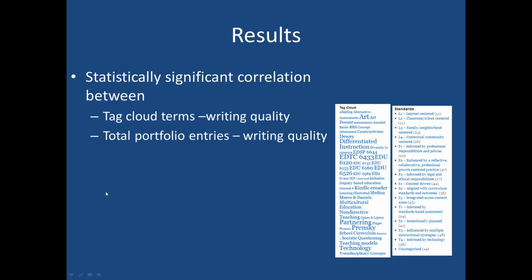Similarly, there was a statistically significant correlation between the number of unique terms shown in the tag cloud and the quality of that third entry, as well as the number of entries overall related to the quality of that third entry.